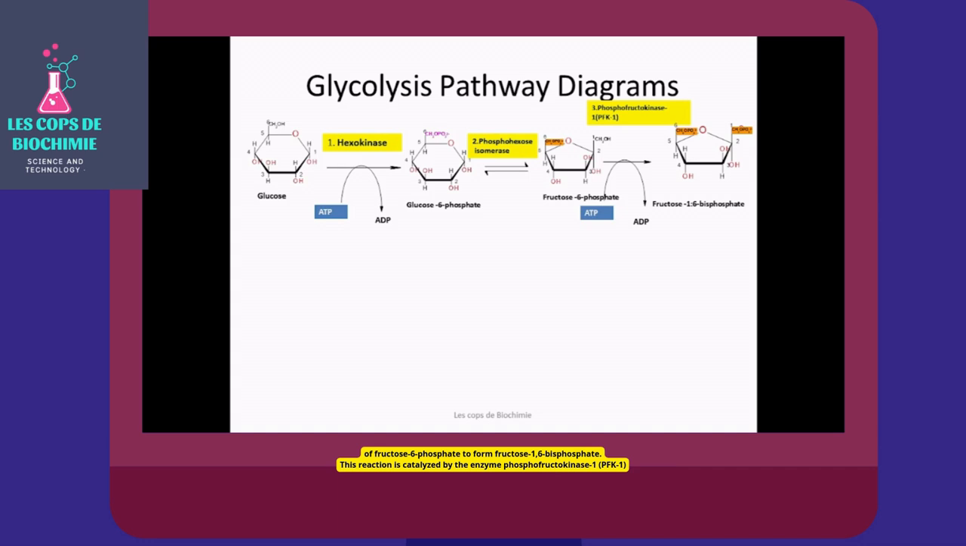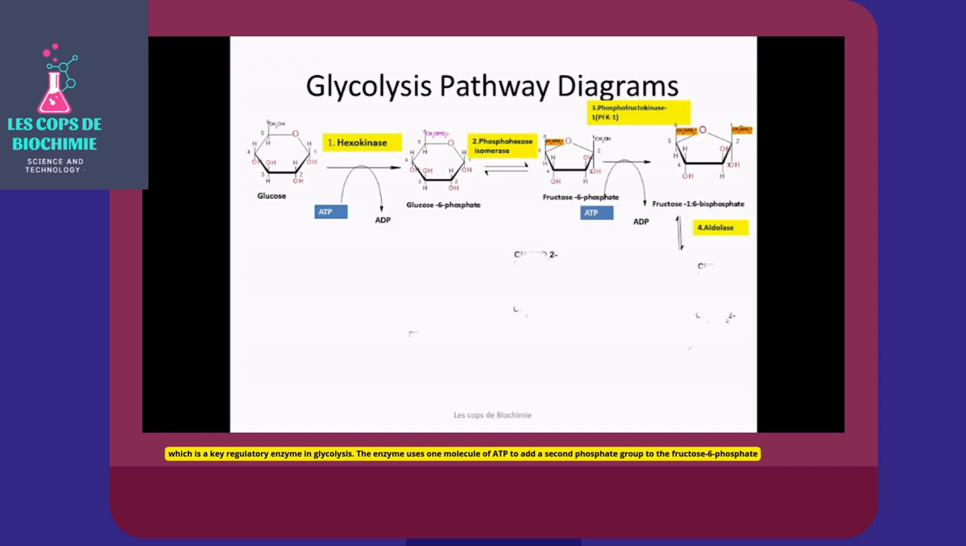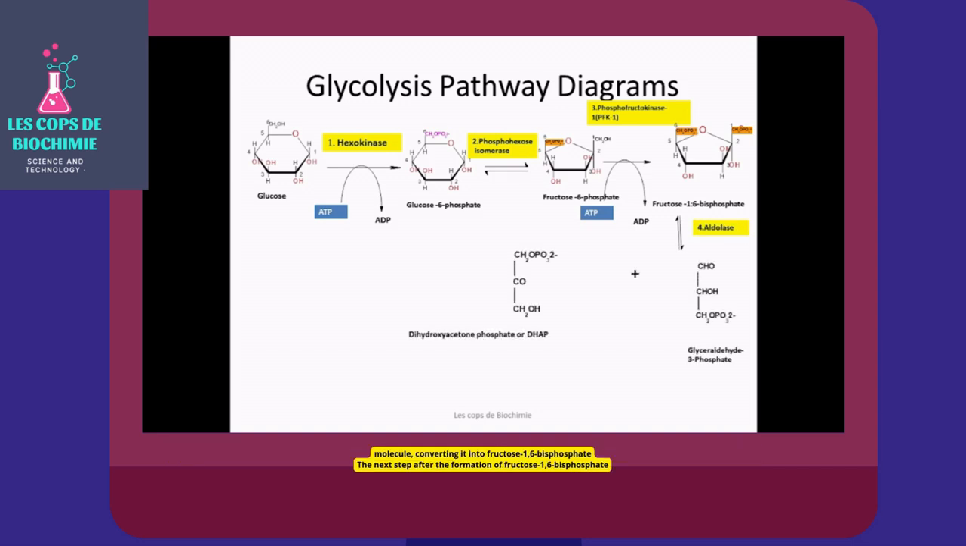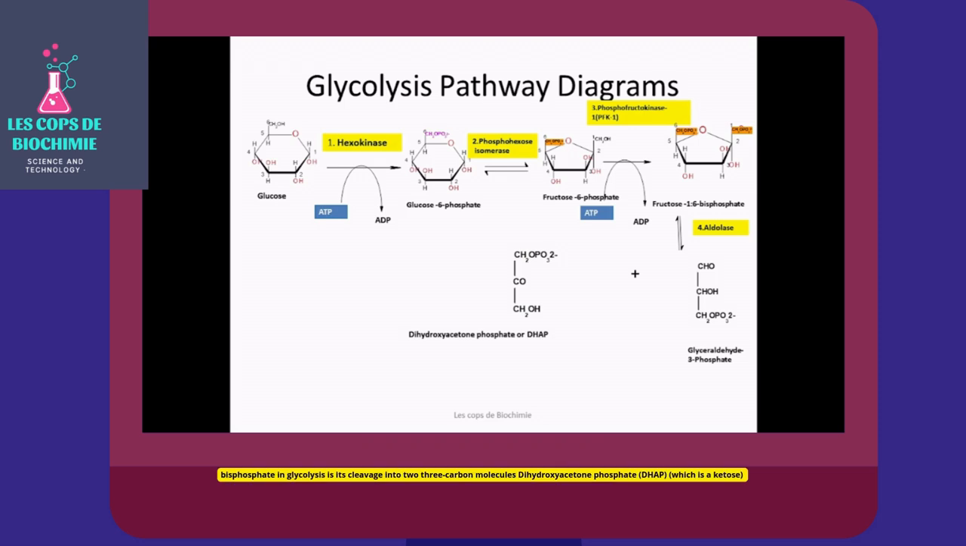After the conversion of glucose 6-phosphate to fructose 6-phosphate comes the phosphorylation of fructose 6-phosphate to form fructose 1,6-bisphosphate. This reaction is catalyzed by the enzyme phosphofructokinase 1, PFK1, which is a key regulatory enzyme in glycolysis. The enzyme uses 1 molecule of ATP to add a second phosphate group to the fructose 6-phosphate molecule, converting it into fructose 1,6-bisphosphate.